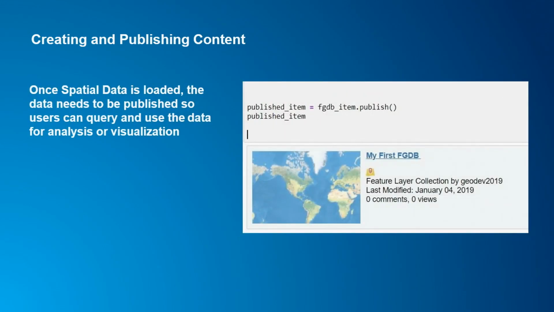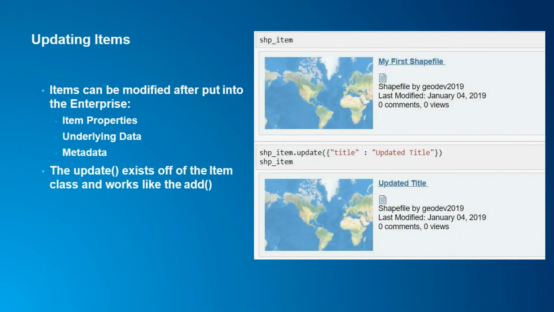So once you've got that up and running, you just add it, publish it, and now you've got content that you can update and manage, again, with the API and through a bunch of functions and classes that have been set up in there.